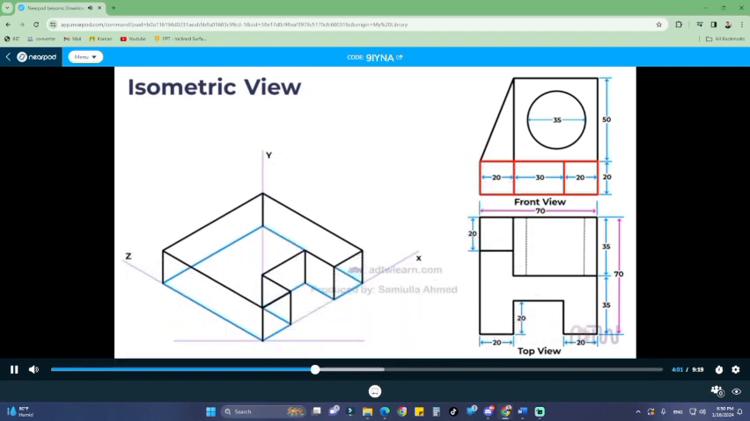Once we have established the base of the object, we can remove the additional lines that are not visible in the isometric view. This results in the final isometric view of the object's base. Now, we will draw the square shape on top of the base.